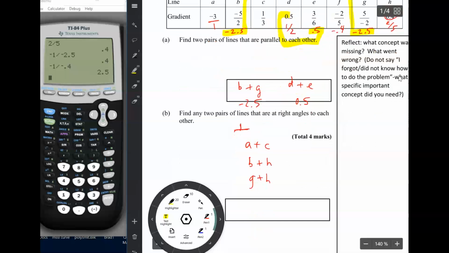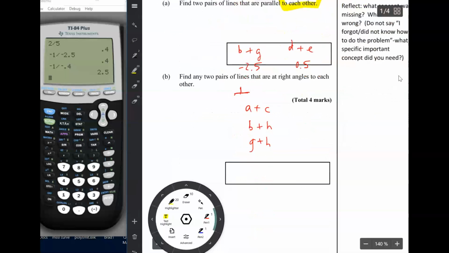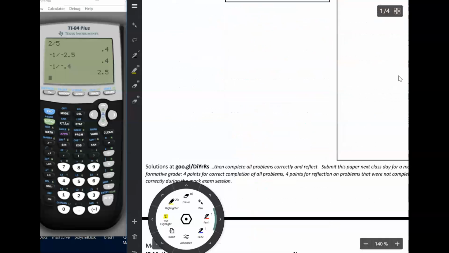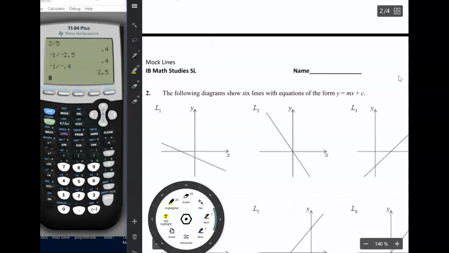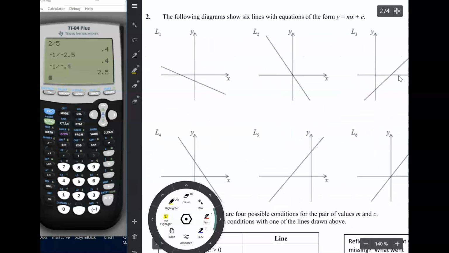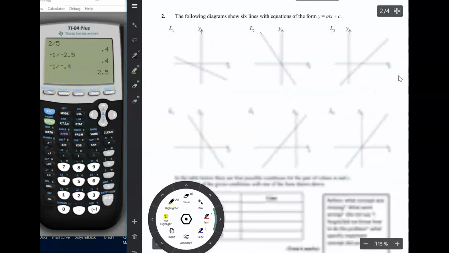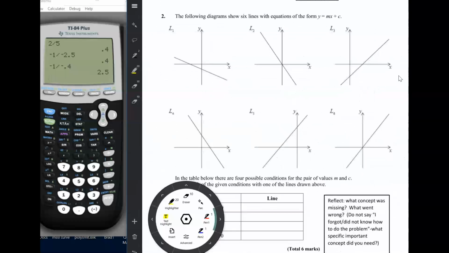Okay, all right. So any two pairs, you could give me just 2 of these 3 pairs, and that would be fine. Next, number 2. The following diagrams show 6 lines with equations of the form y equals mx plus c.